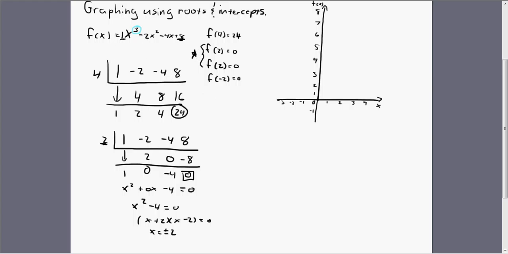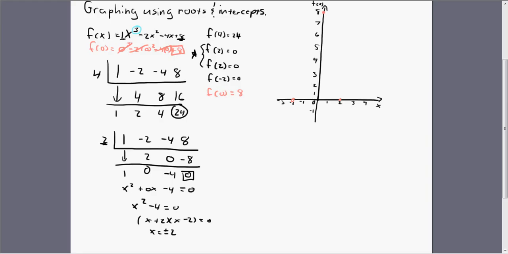There is one other value that I want to point out, and that's that f of 0 equals 8. The reason why is, if x equals 0, I get 0 cubed minus 2 times 0 squared minus 4 times 0 plus 8. These will all go away, and you're going to be just left with 8. So now I'm going to put down my roots, there and there. I'm going to put down my y-intercept.